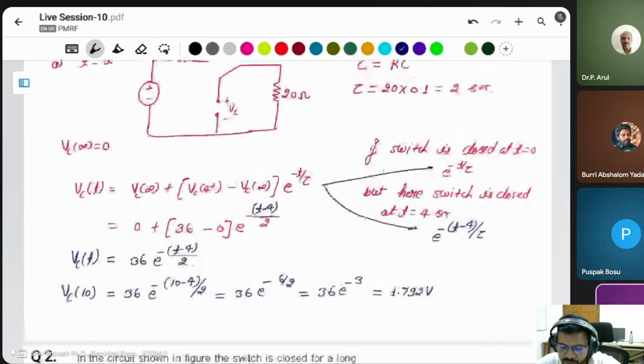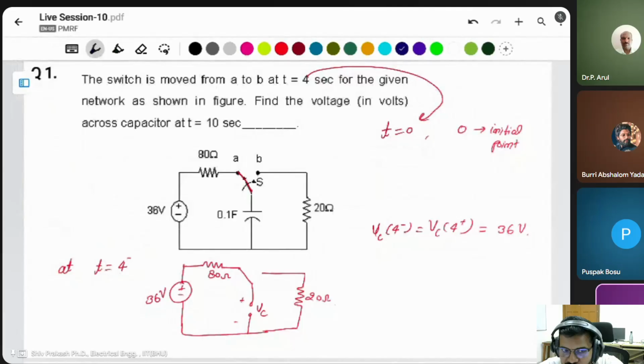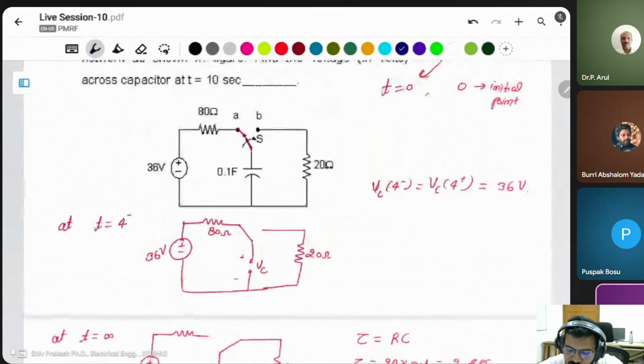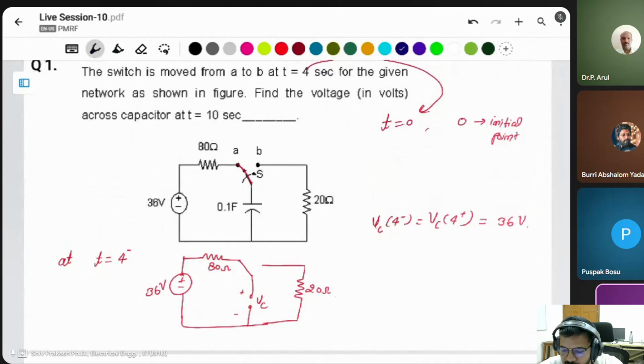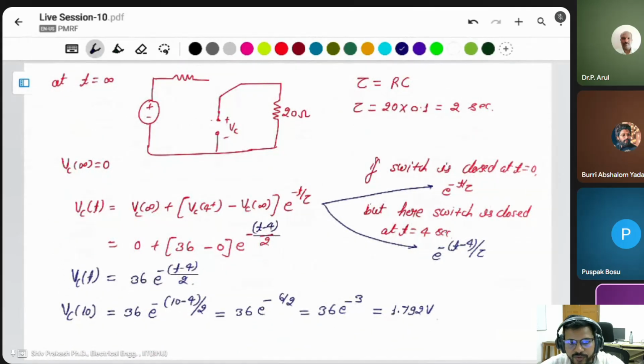Okay, simply you have to take the initial point here as 4 seconds. If the same circuit is closed at 0 seconds, then the equation is e to the power of minus t by tau. But here the switch is closed at t equal to 4 seconds, so we have to take the time according to the given question: e to the power of minus (t minus 4), because it is after 4 seconds.